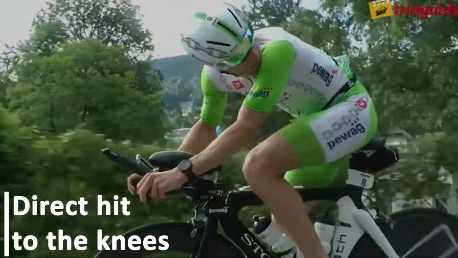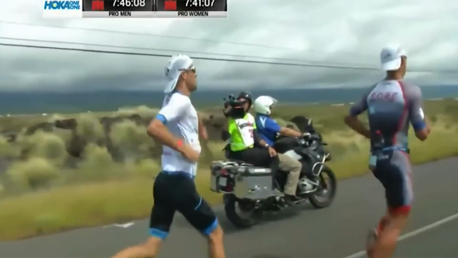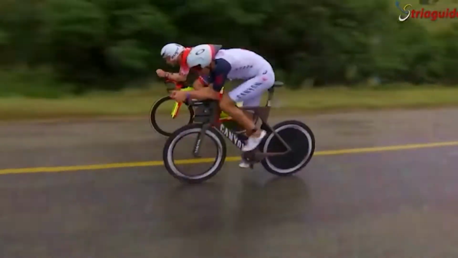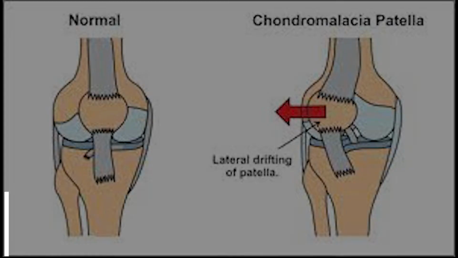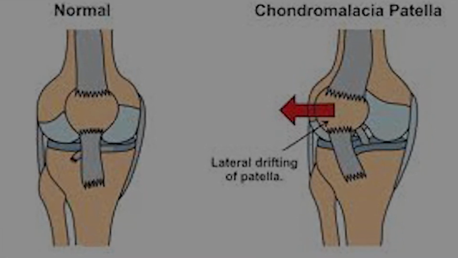It can be caused by a direct hit to the knees or the malalignment of your bones. It can also occur from the way you walk or run, which puts a lot of strain on your knees. Your thigh muscles can potentially put your knees in danger. There is also a condition called chondromalacia patella. In this, the cartilage under the kneecap breaks down, causing serious problems for the knee.